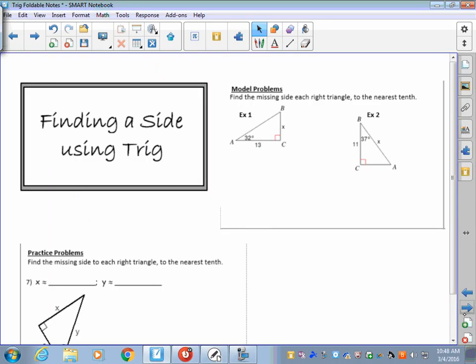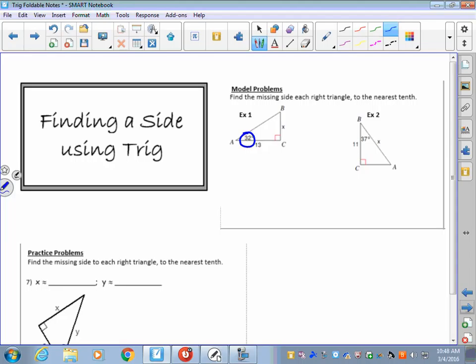Now's my time. Okay, so finding the side using trig. This is what we're going to do next. Put that up, please. Sorry. All right. Next tab, real quick. Finding the side using trig. The way it starts off, always start off circling your reference angle. Circle the angle.